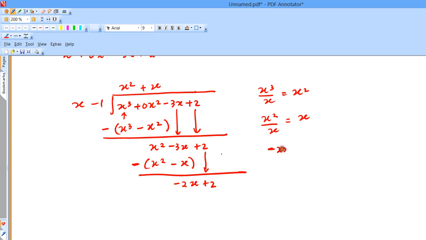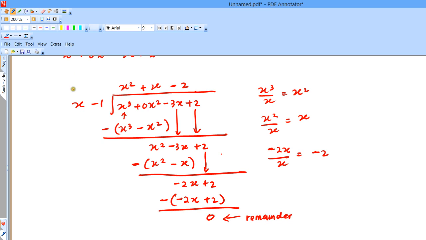So we have negative 2x divided by x equals negative 2. So here minus 2. Negative 2 times x is negative 2x. Negative 2 times negative 1 is plus 2. Put a negative here, so it equals 0. So we have the remainder here equal to 0, and then this is the divisor, and then we have the quotient here, and this is the cubic expression, or dividend.